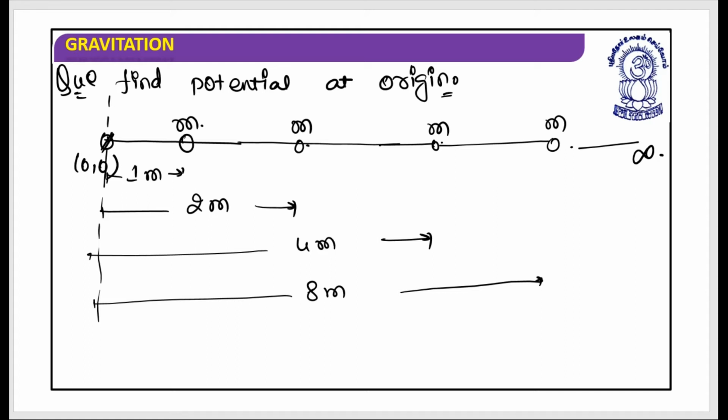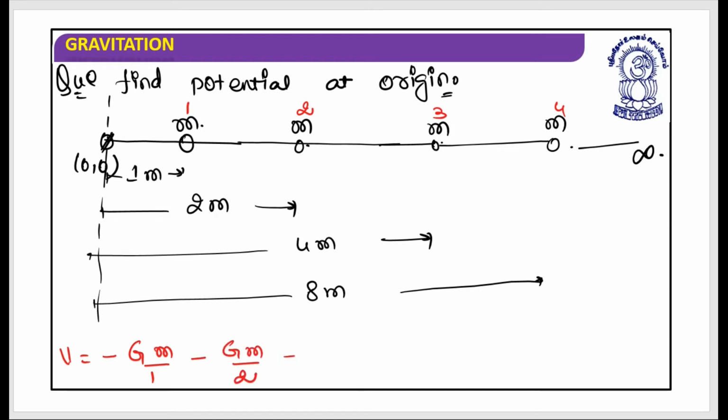So what I need to do is simply go with the relation. This is the first mass, second mass, third mass, fourth mass, and onwards. So if I add all of this, it's minus of G into m divided by 1. This is minus of G into m divided by 2.